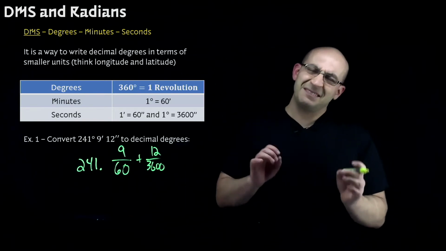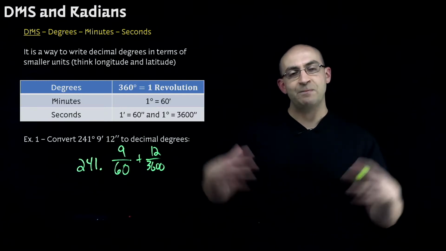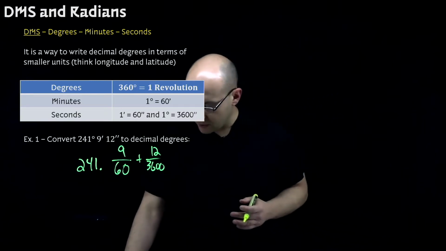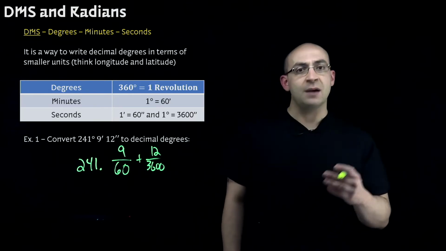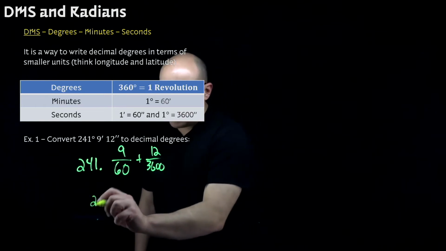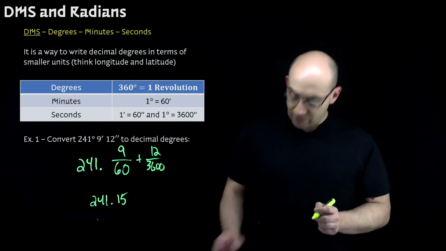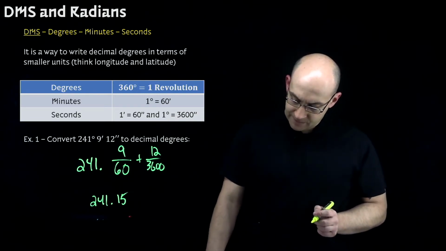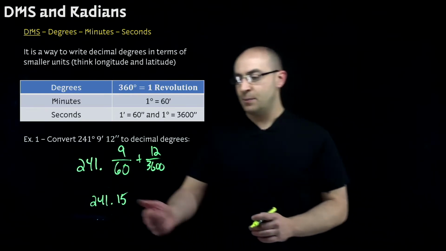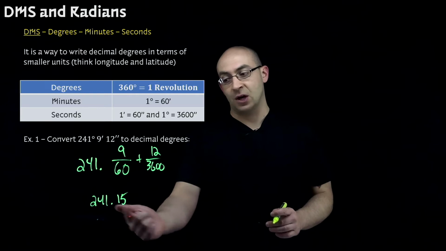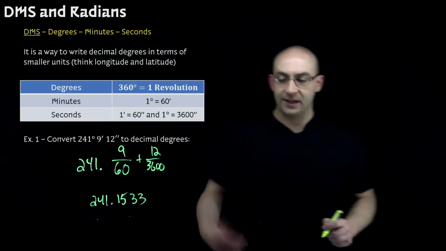Now here's where it gets a little tricky. I'm going to have to use a calculator to find the decimal values of both of those things and put them together. So let's do that on our trusty calculator. The 9 divided by 60 is going to give me 0.15. So let's have 241.15, and let's put the 12 over 3,600 together. Dividing that gives me 0.003 repeating. Well, that's interesting, because the 0.00 just happens to coincide with the 0.15. So I don't have to write the 0.00 because we have it here.